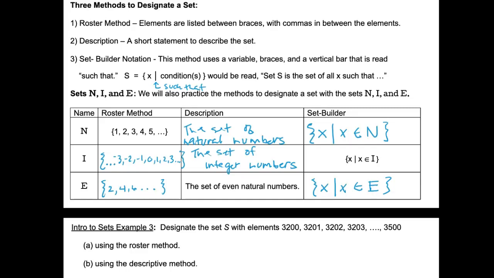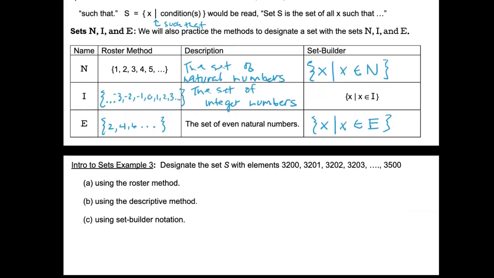Okay, so let's do an example where we put all these together. So designate the set S with the elements with these numbers using roster notation. Okay, so I would use curly brackets and I'm going to list these all out. So I would just list out 3200, 3201, 3202, 3203, dot, dot, dot, all the way to 3500.